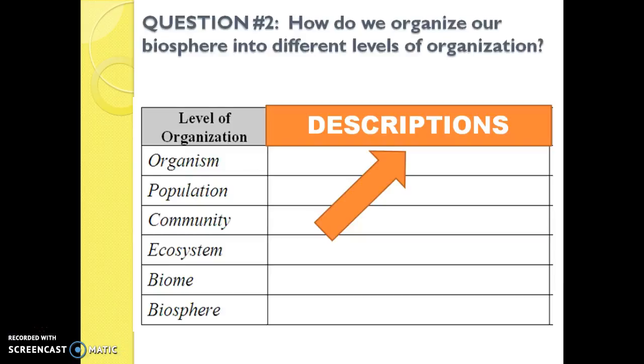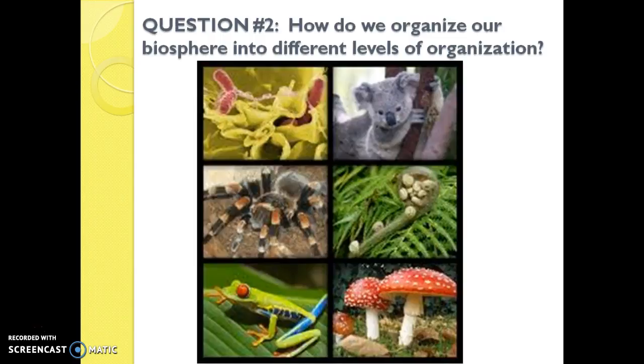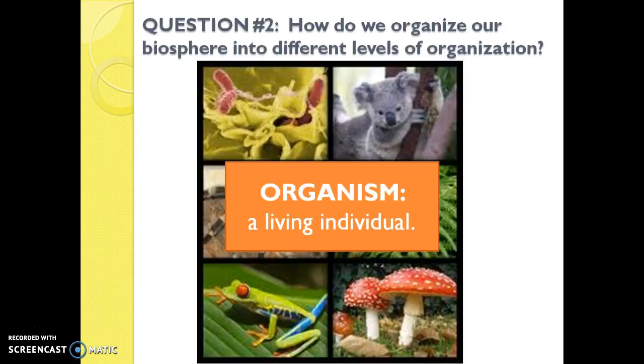So we are going to fill in the chart that is in your notes. All you're going to do is, I have slides for each one of these. You're going to write down the descriptions of each level that is found in our ecological levels. So, we have all of these things that make up an ecosystem or a biosphere or a biome. So an organism is a living individual. So an organism has to be a living individual within this ecosystem or the biosphere or whatever level you're looking at.